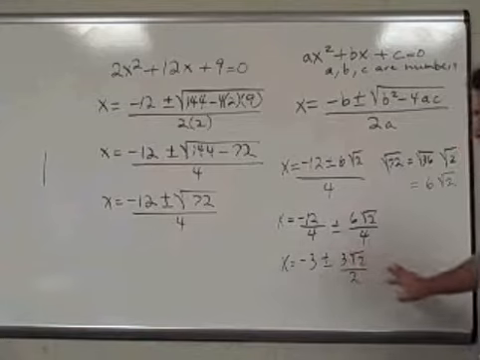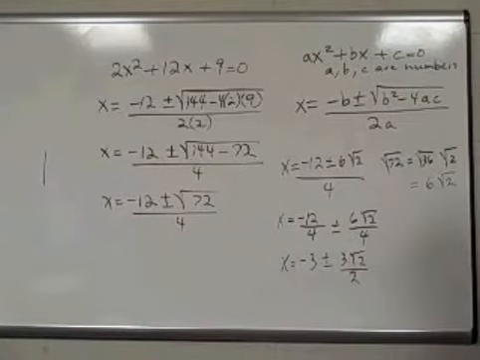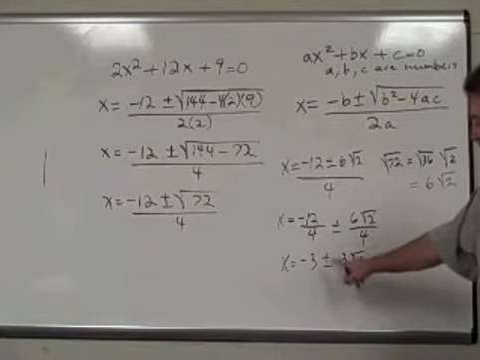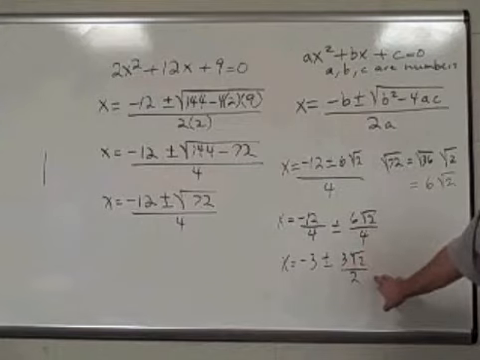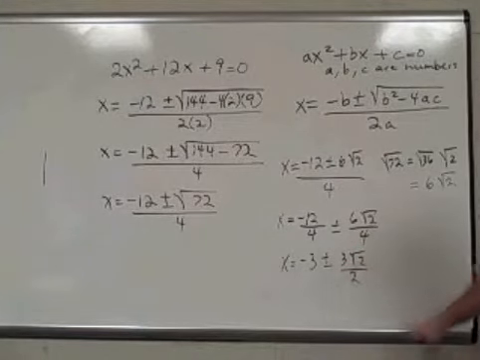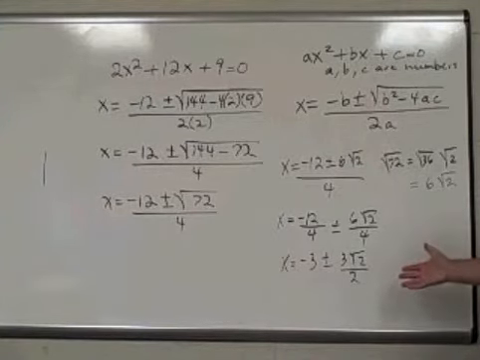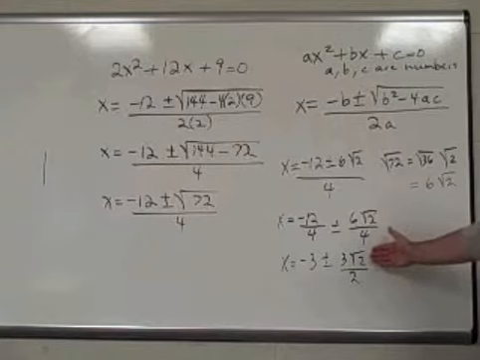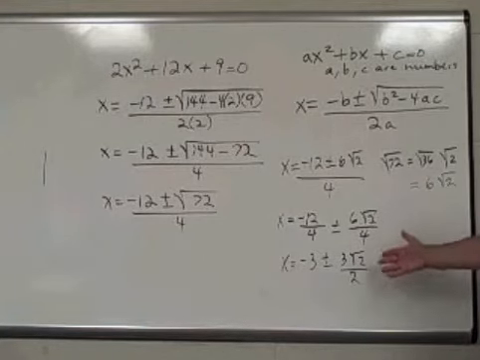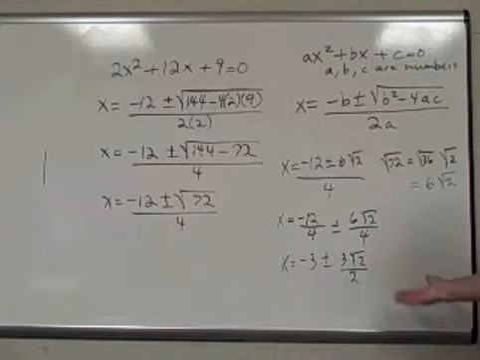So here are our 2 solutions to that quadratic equation. Negative 3 plus 3 times the square root of 2 over 2. Negative 3 minus 3 times the square root of 2 over 2. If we wanted an approximation for our solutions, we would have to evaluate the square root of 2 and then do the arithmetic with that square root of 2 being replaced with a decimal value.